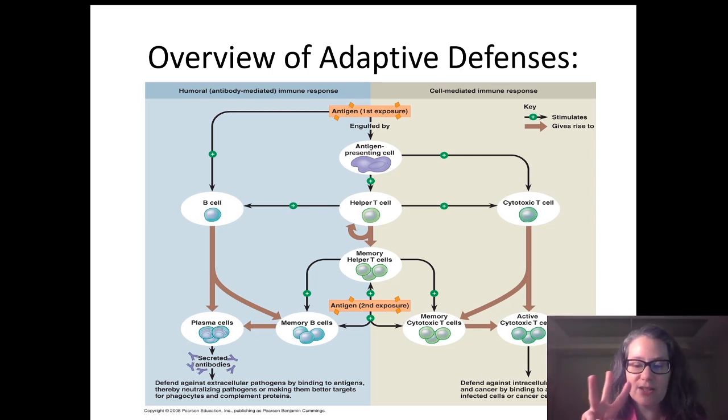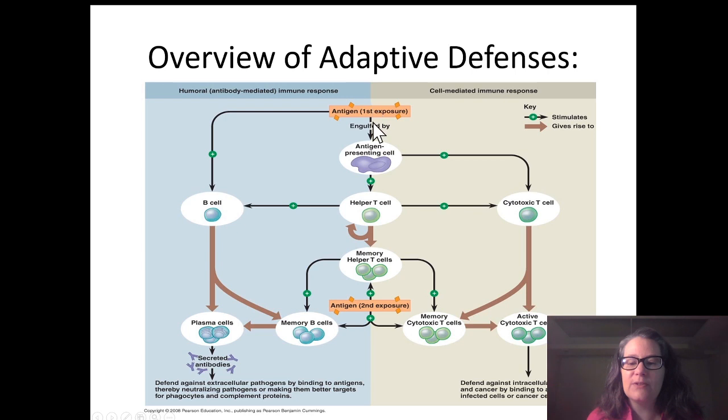Now, I want to walk you through an overview of how the adaptive defenses work. So again, we're on this third line, these B cells and T cells, and this shows a flow chart of how your body will deal with different foreign materials, antigens coming into contact with your internal cells. Up here at the top is your first, primary exposure, and then down here, we have our secondary exposures. And your body's going to act differently when it's seen something before, right?